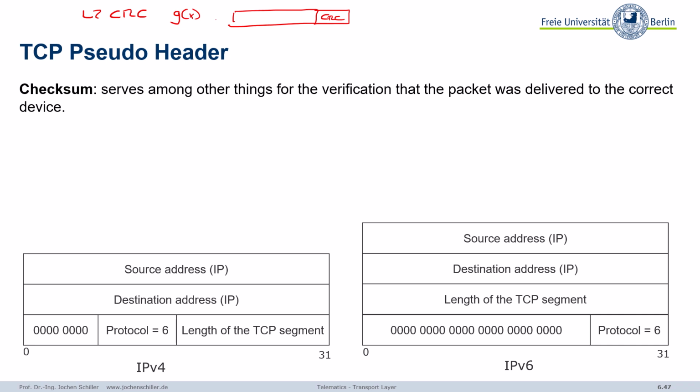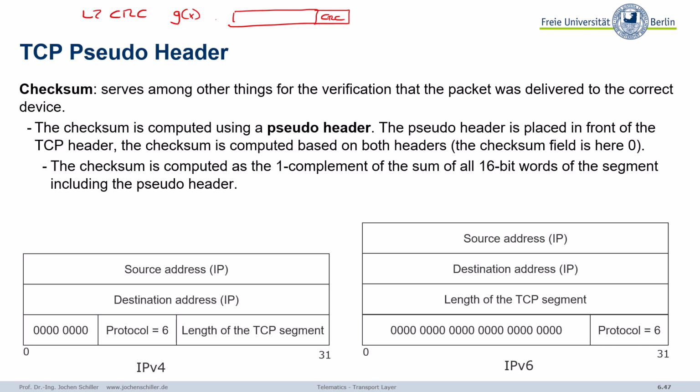Checksumming here. So checksumming is basically using a so-called pseudo header. What does it mean? You have your normal TCP packet, and in the case of using IP version 4, well, TCP depends on IP. You see the tight coupling of layer 4 and 3, that's not the ideal thing, but that's how it's done.